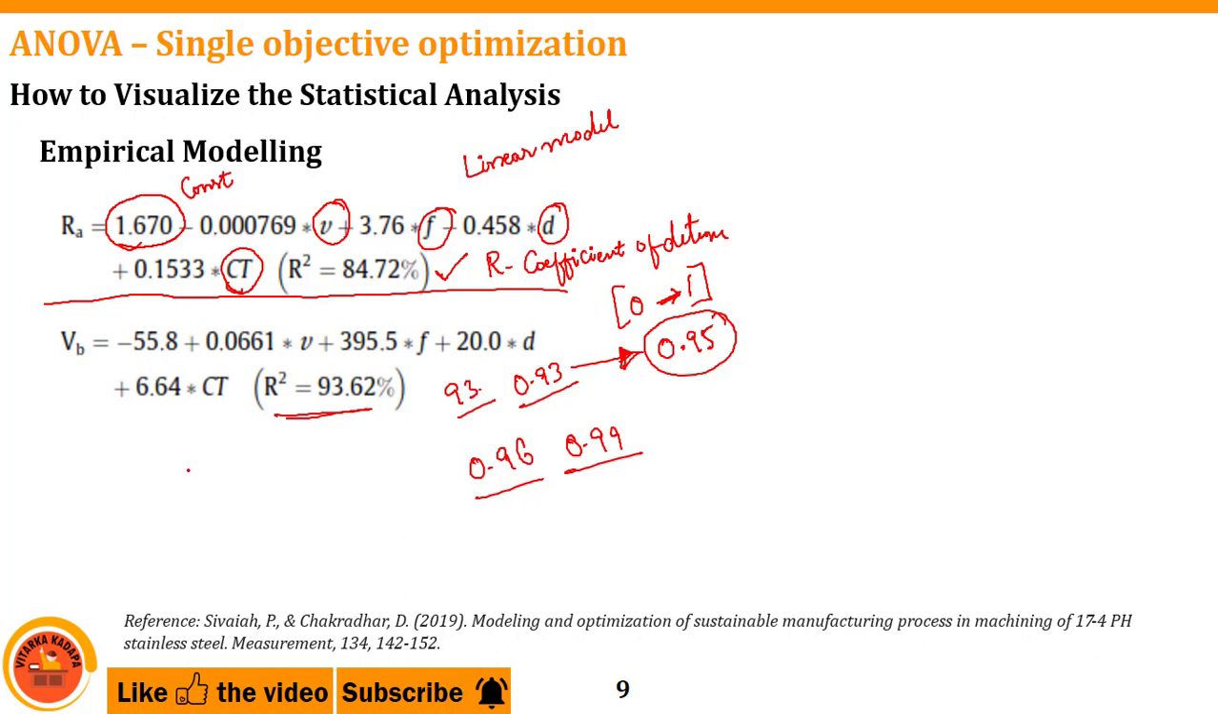So this is the empirical model, or we can term it as a mathematical model, which we have extracted from the set of experiments which we have with us. This also comes under the category of modeling and optimization. In some papers, modeling and optimization means they develop some kind of model for easy visualization of the process.